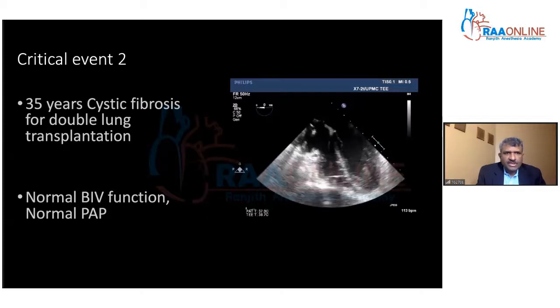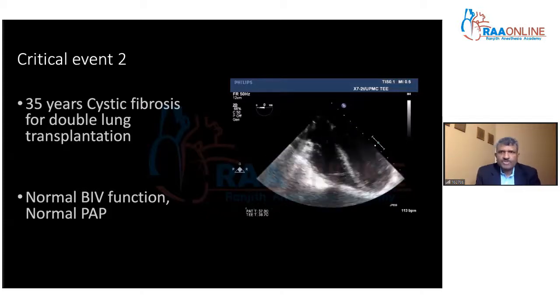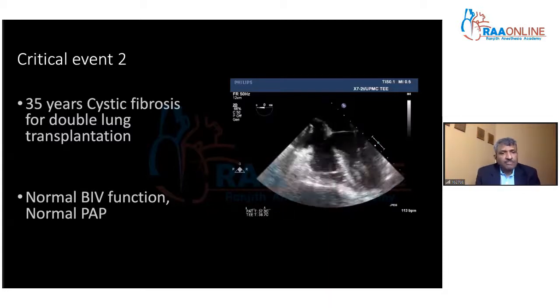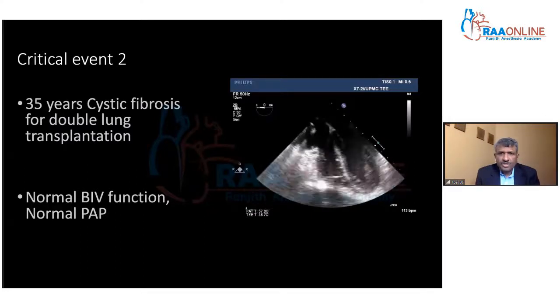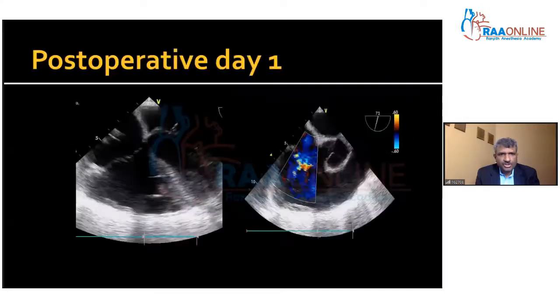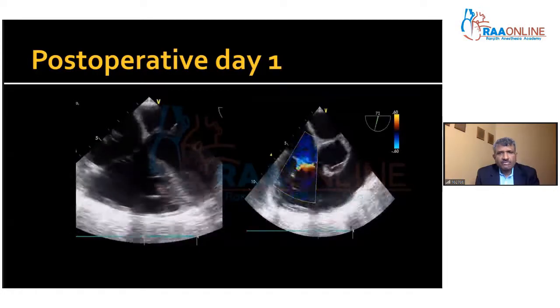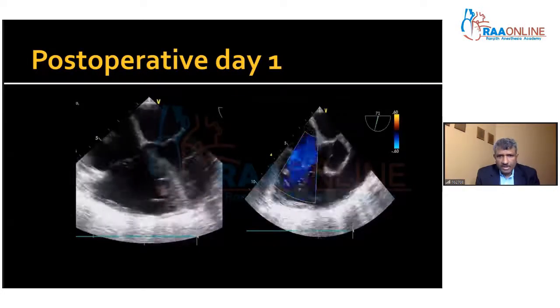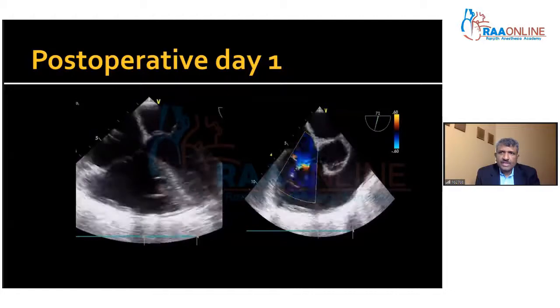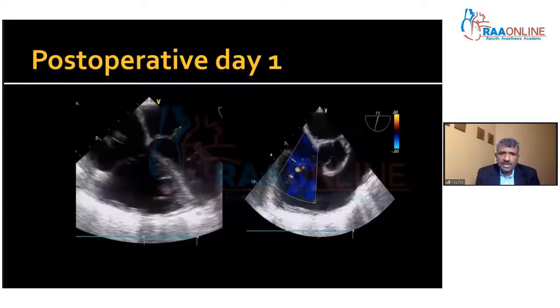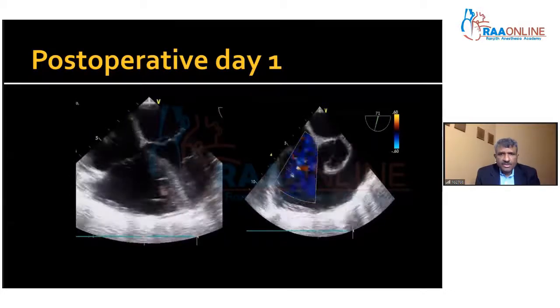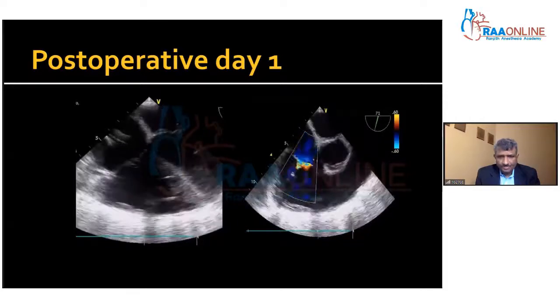This is a 35-year-old patient with cystic fibrosis presented for double lung transplantation. Normal biventricular function, normal PA pressure to start with. So these typical patients can be done using an off-pump approach. The lung was implanted. There was some concern of RV dysfunction post-operatively, but we initiated some inotropes and inhaled nitric oxide, and the patient was transferred to ICU.